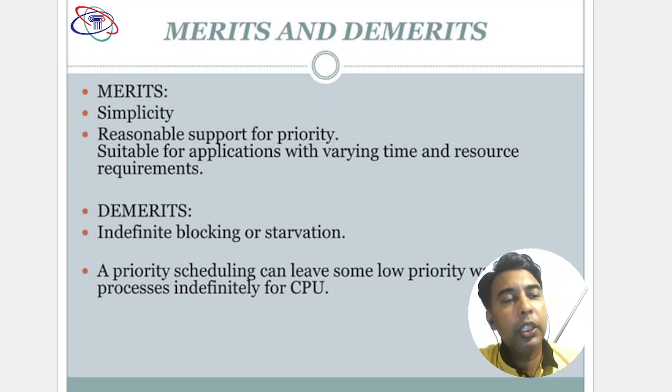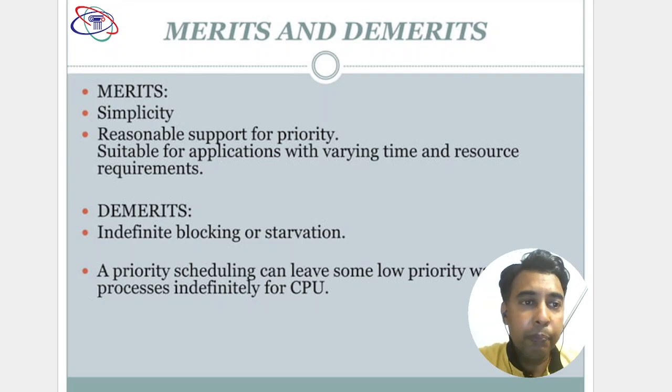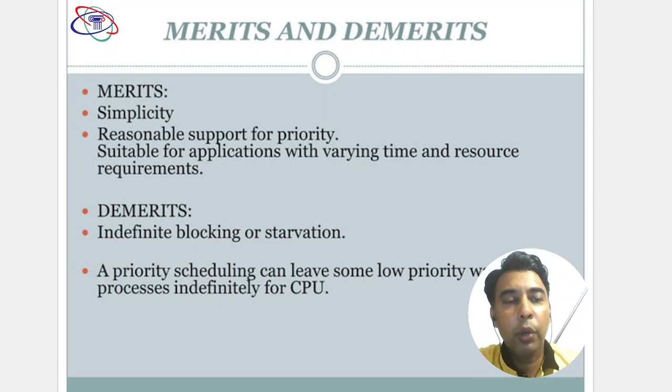Okay, so what are the disadvantages of the priority scheduling algorithm? The first disadvantage is indefinite blocking or starvation. Starvation is a difficult condition in the operating system where a process can wait for a long time. A priority scheduling algorithm can leave some low priority waiting processes indefinitely waiting for CPU time.